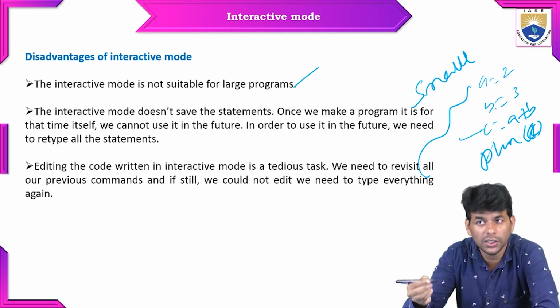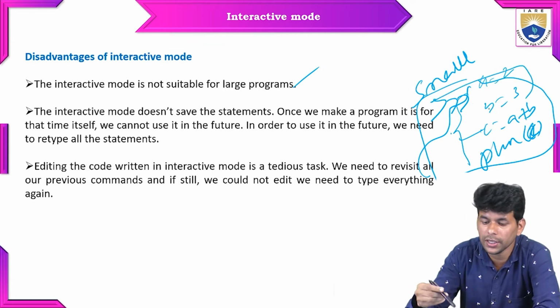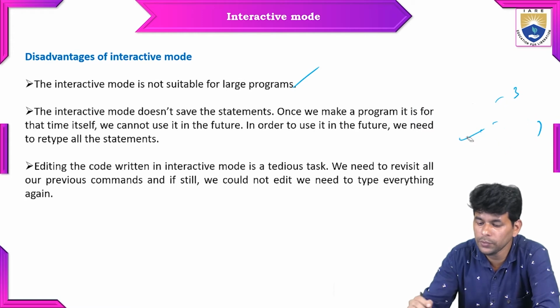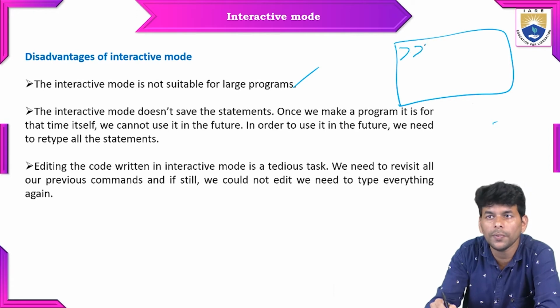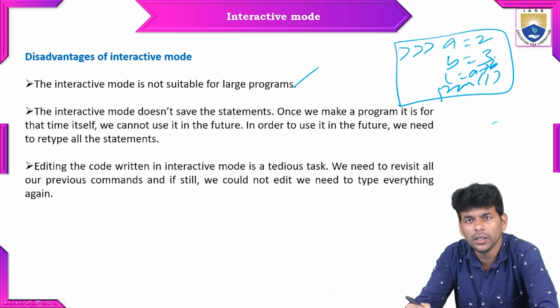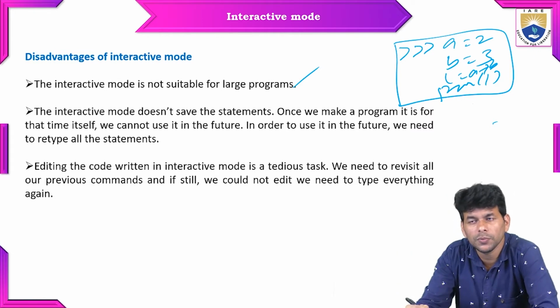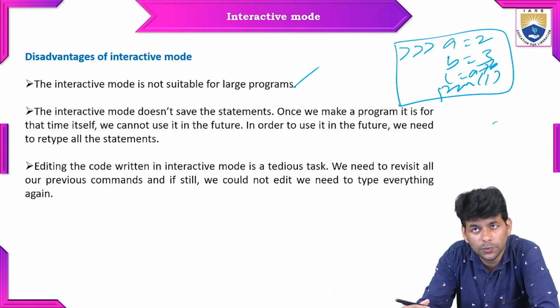What happens here? This is a command prompt, and in this command prompt we are giving the values. What did we do? a equal to 2, b equal to 3, c equal to a plus b and print of c. Is there any storing procedure here? Are we saving any program here? No, the saving process is not here. We are not storing at all.